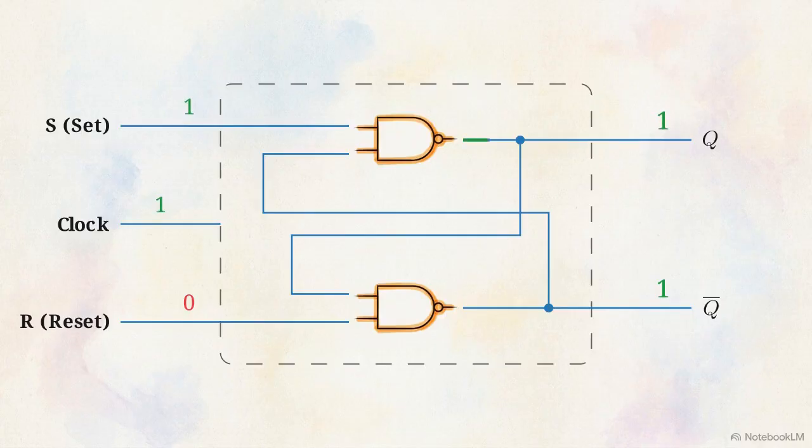Its operation relies on specific input pulses. When the set input is driven high during a clock pulse, the signal propagates through and the Q output becomes a 1. Conversely, when the reset input is driven high during the next clock pulse, it forces the Q output back to 0, and Q bar returns to 1.